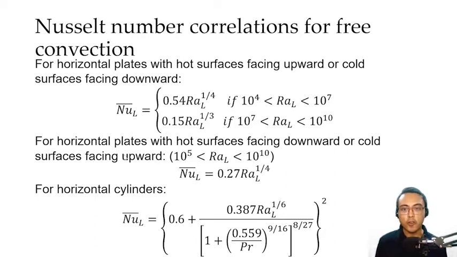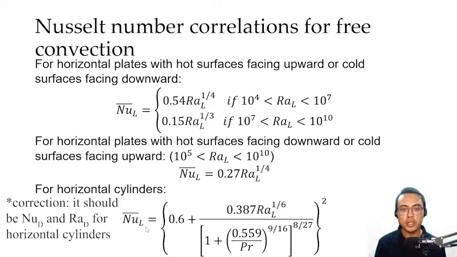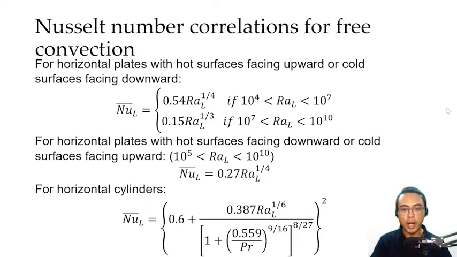For the opposite, for horizontal plates with hot surfaces facing downward or cold surfaces facing upward, provided that the Rayleigh number is within this range, between 10 raised to 5 and 10 raised to 10, you may use this expression for the Nusselt number, 0.27 times Rayleigh number raised to 1/4. And for horizontal cylinders, we have this expression, the Nusselt number again as a function of the Rayleigh number and the Prandtl number. So you see from these equations that the orientation of the system, either vertical or horizontal, has a very big effect on the rate of heat transfer because they have different expressions for the Nusselt number on both systems.